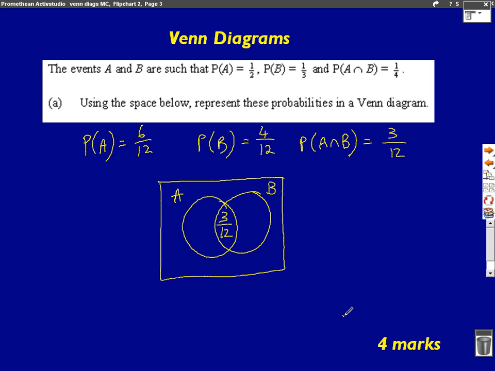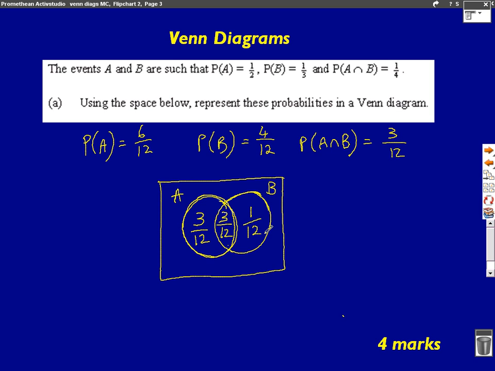Now altogether, I know the whole circle for A is 6/12. Now I've got three of them in this bit here. So to make it up to 6/12, this also needs to be 3/12. Then I'm going to do the same for B. So I know that the whole circle for B is 4/12. We've already got 3 in there. So altogether, to make it up to 4, this one needs to be 1/12.